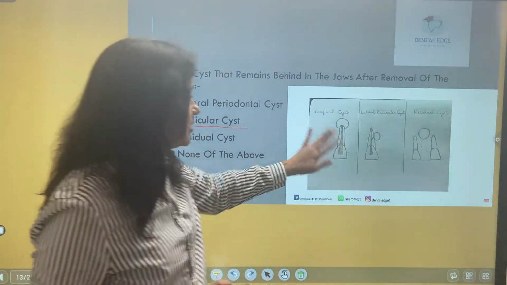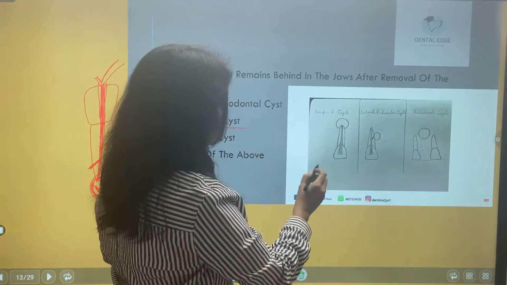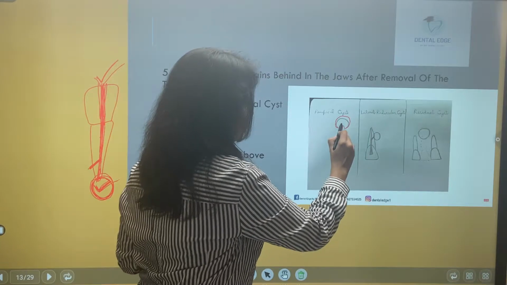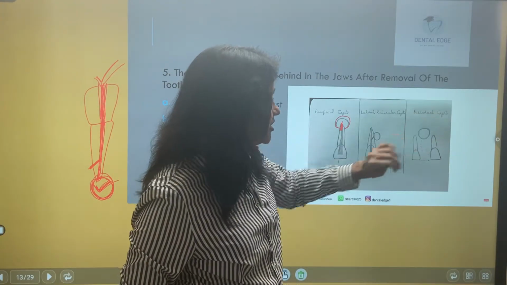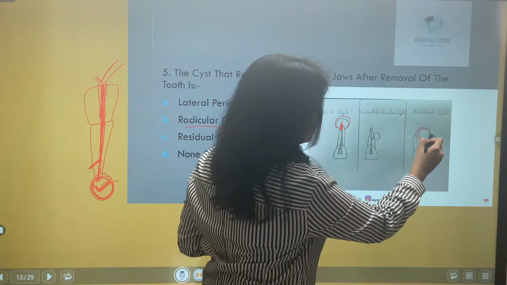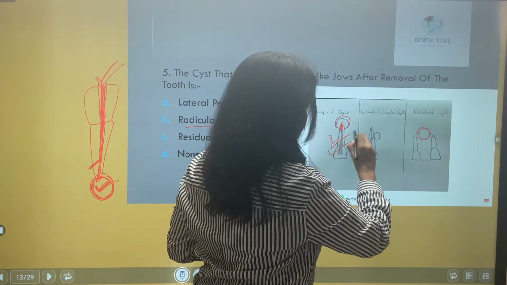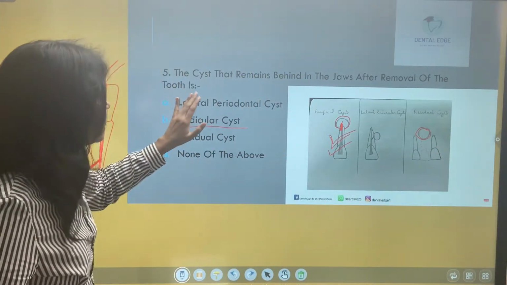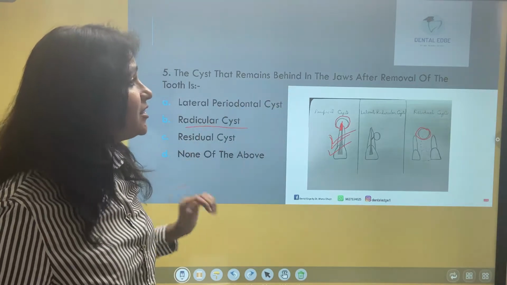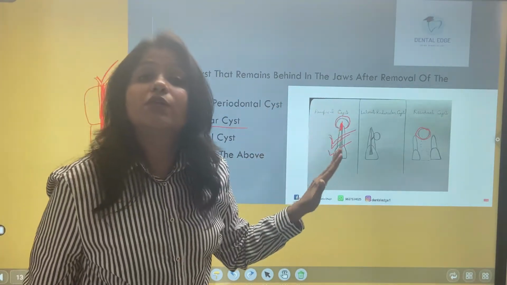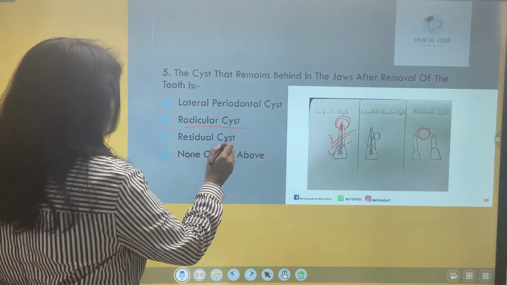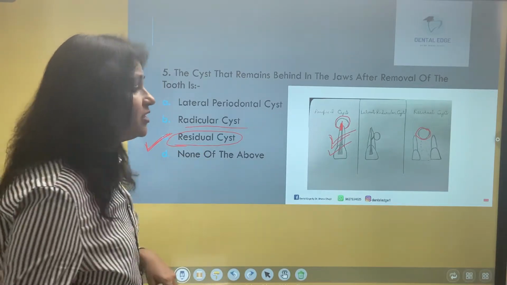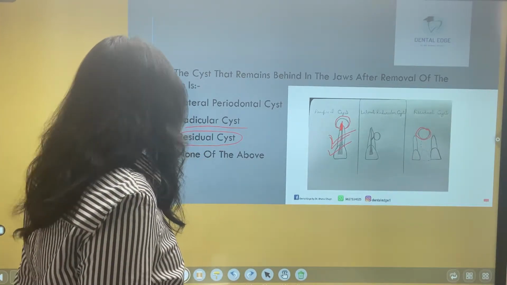So in these options, periapical cyst or radicular cyst is a cyst at the apex of the tooth, from toxins exiting from the tooth. And residual cyst is a cyst that remains behind. If the tooth is extracted and the cyst remains behind, then it is called a residual cyst. So what was our question? The cyst that remains behind in the jaws after removal of the tooth is a residual cyst. So the correct answer is C, residual cyst, right? Let's go to the next MCQ.